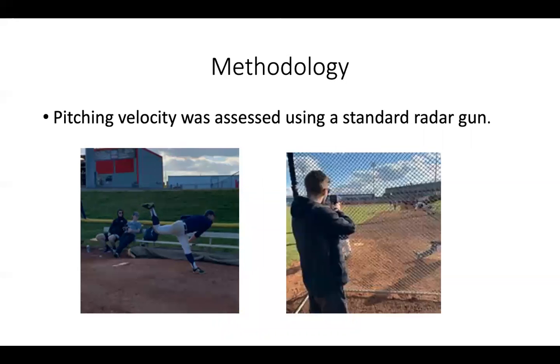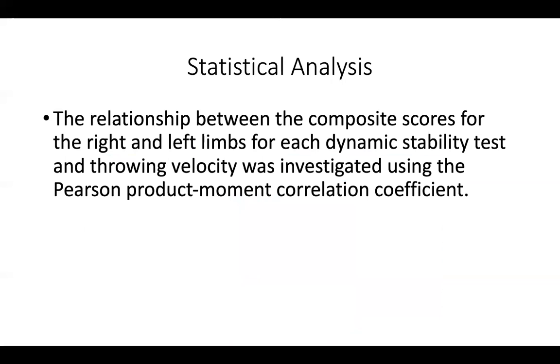Then, over a 2-day span, we clocked and recorded each athlete's pitching velocity using the previous researcher's standard radar gun. The relationship between the composite scores for the right and left limbs for each dynamic stability test and throwing velocity was investigated using the Pearson product moment correlation coefficient.